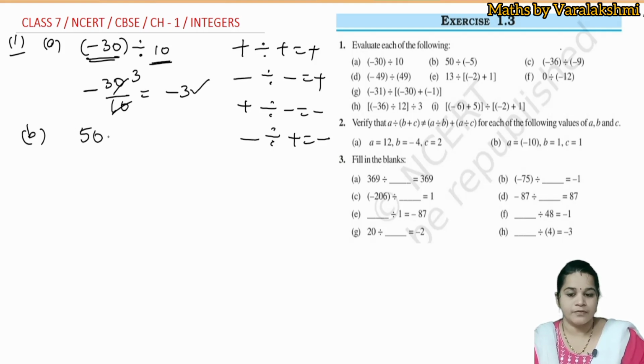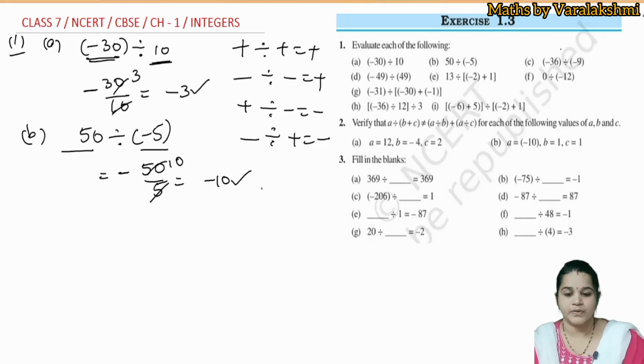Next, B, 50 divided by minus 5. It is a positive integer and a negative integer, so the result will always be negative only. Okay, if we divide two integers of opposite sign, we'll get a negative integer as the result. So minus 50 by 5, on dividing we get 5 tens are 50, minus 10. Okay, this quotient value will be the answer.